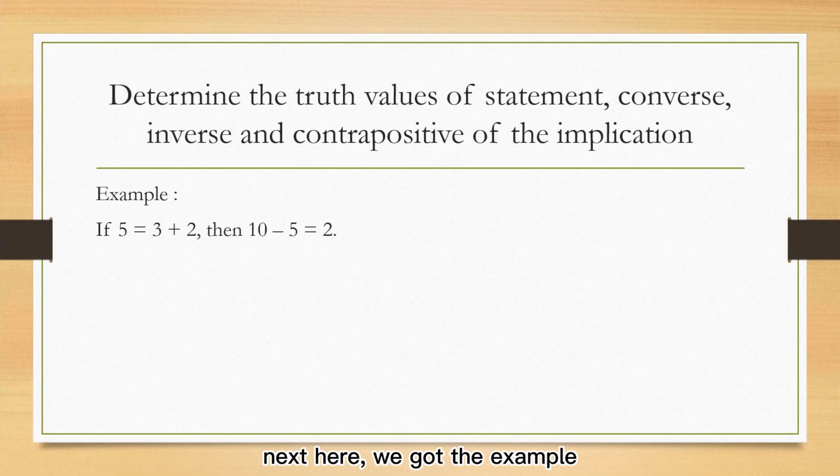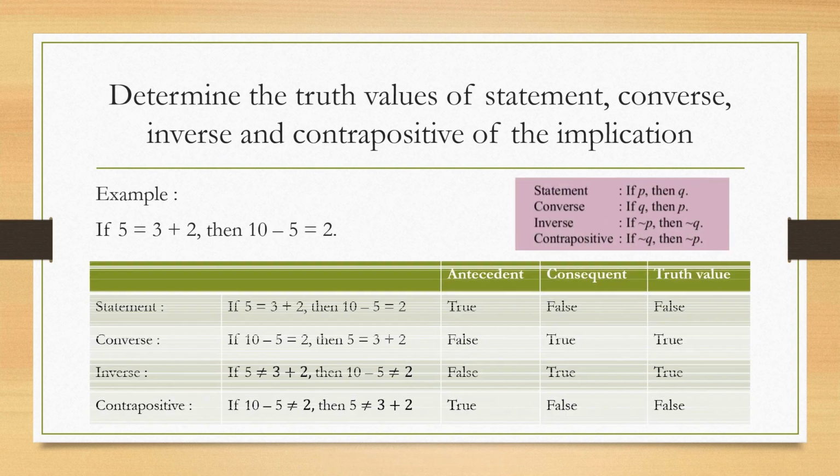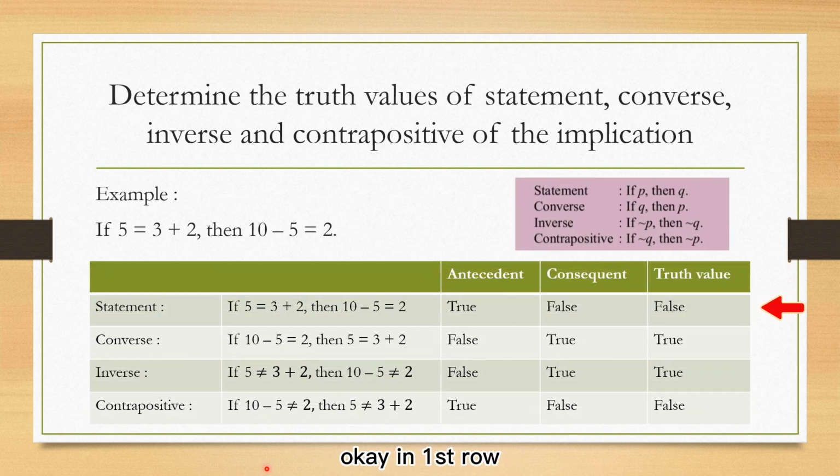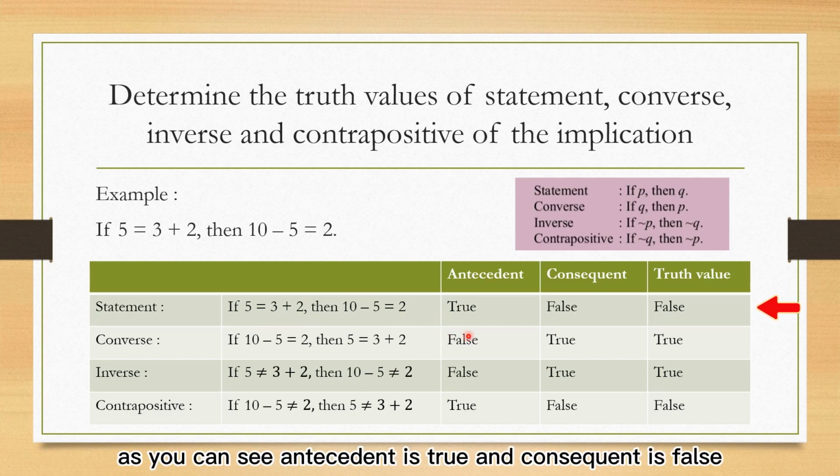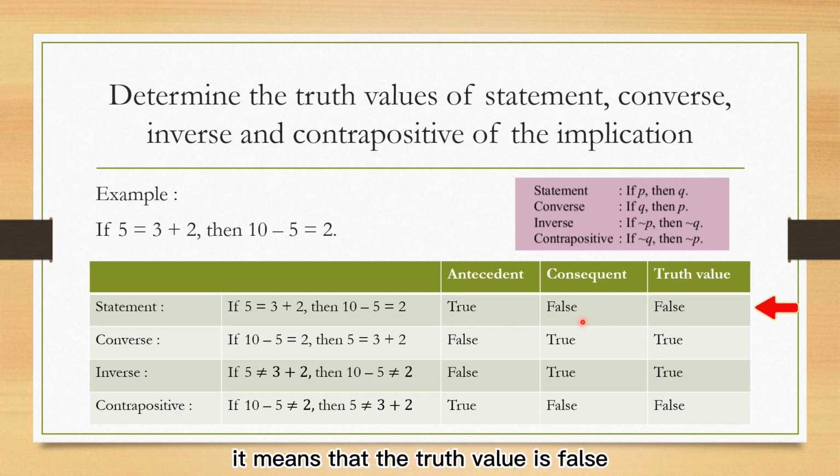Next, here we have an example. If 5 equals 3 plus 2, then 10 minus 5 equals 2. Let us see the table. Okay, in the first row, we can see that 5 equals 3 plus 2 is the antecedent, and 10 minus 5 equals 2 is the consequent. As you can see, antecedent is true and consequent is false. It means that the true value is false.